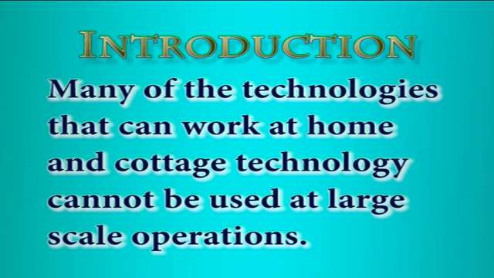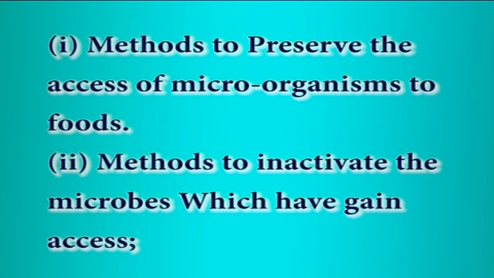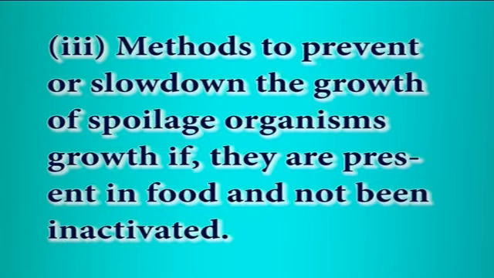Many of the technologies that can work at home and cottage technology cannot be used at large scale operations. Hence, technologies which can be used as a continuous process were developed. The major technologies that are employed to preserve the quality and microbiological safety of food at industrial scales can be broadly classified into three categories: methods to prevent the access of microorganisms to foods, methods to inactivate the microbes which have gained access, and methods to prevent or slow down the growth of spoilage organisms if ever they are present in food and have not been inactivated.